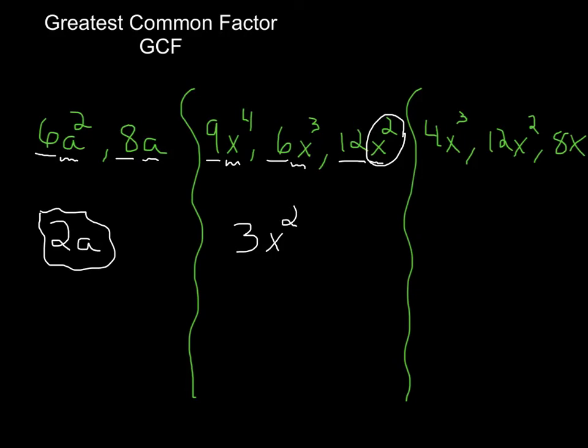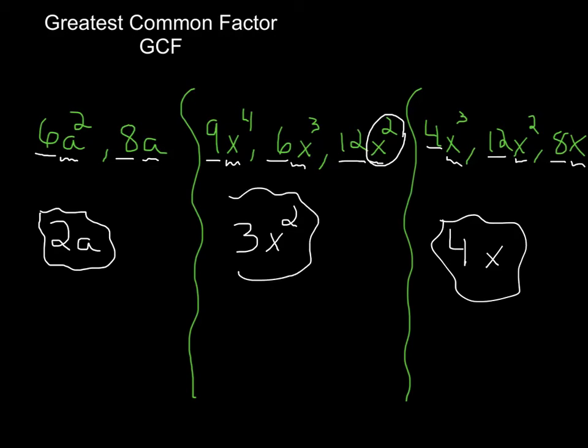And then the last one, we have 4, 12, and 8. 4 is the GCF, and then x is the GCF. So now we're going to use that concept to factor our polynomials.